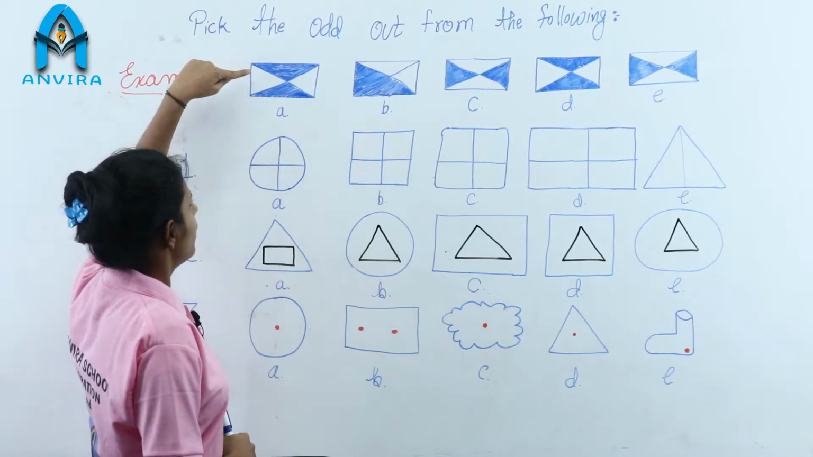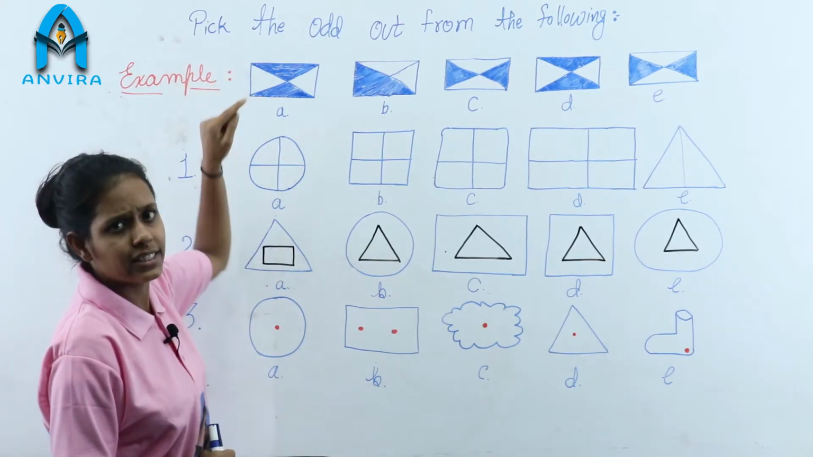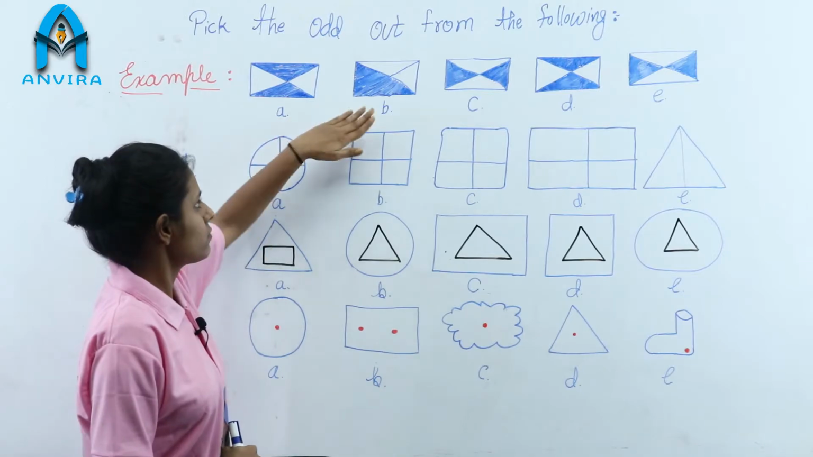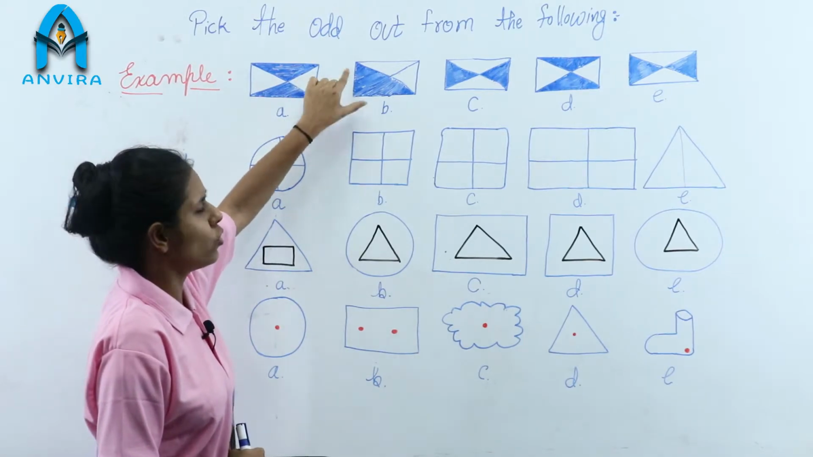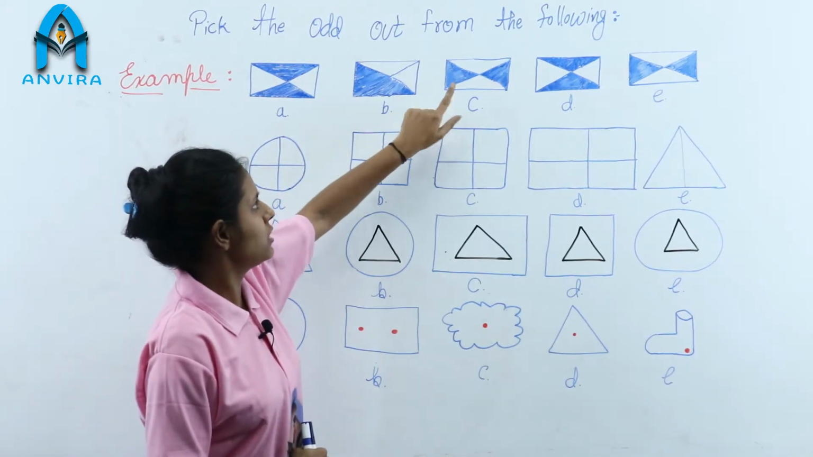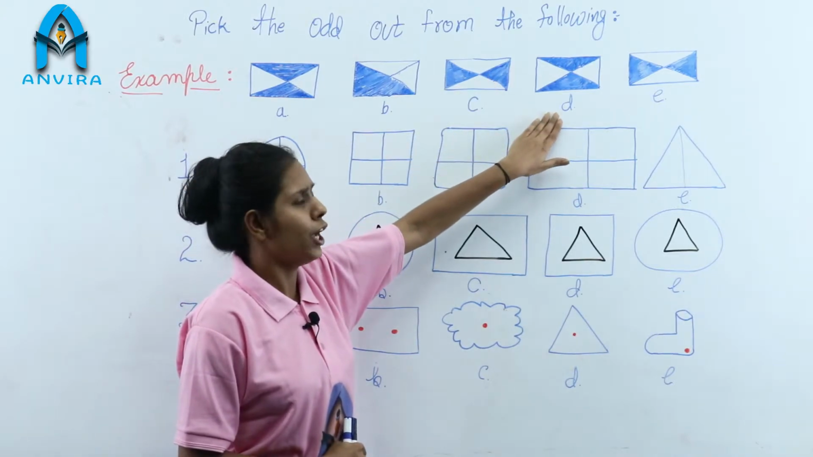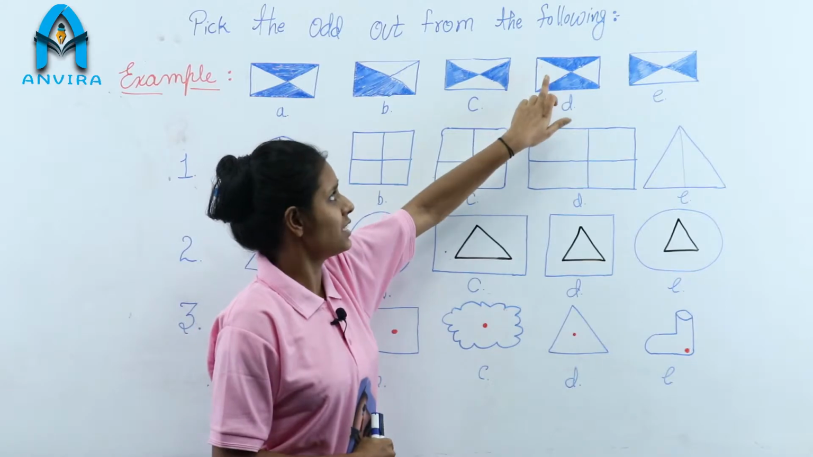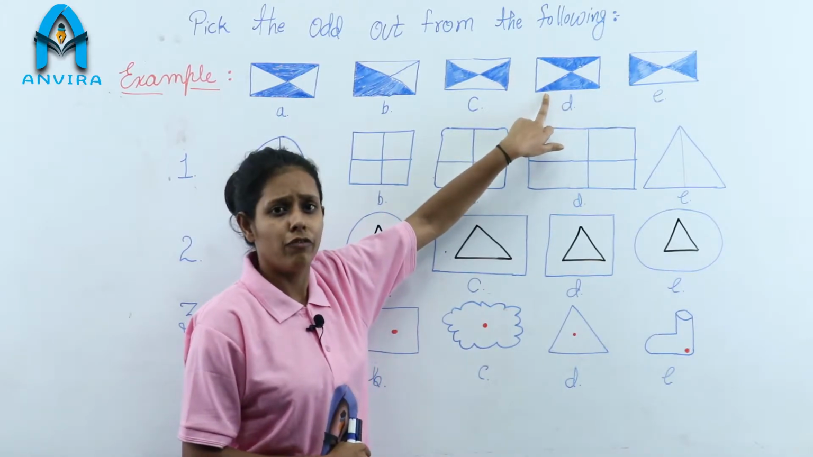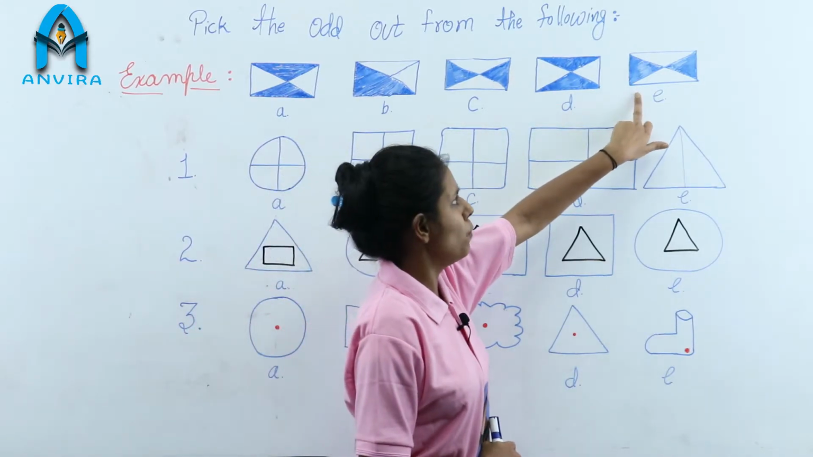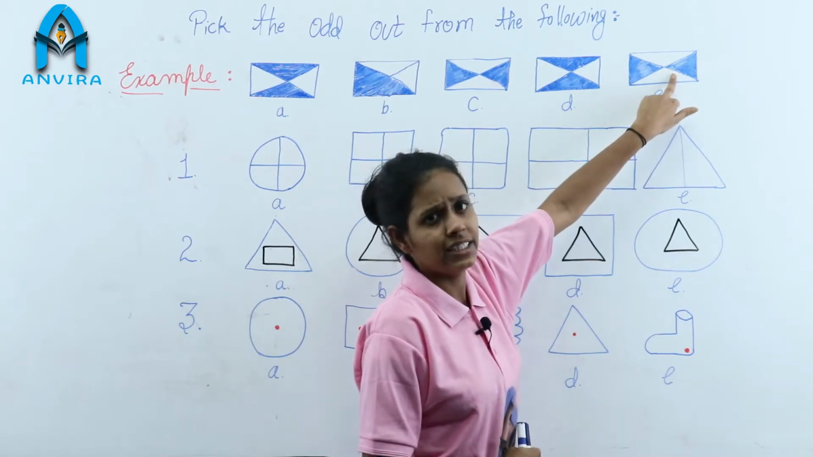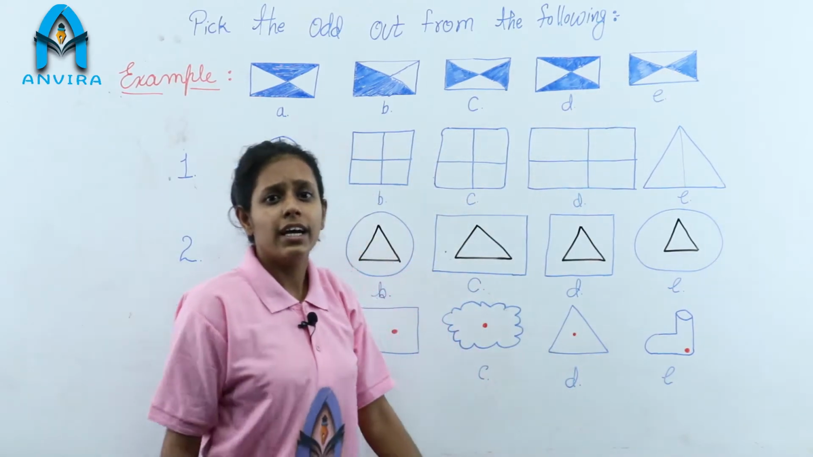Option A, opposite side triangles are filled with color. In option B, no opposite side. In option C, opposite side triangles are filled with color. In option D, opposite side triangles are filled with color. In option E, opposite side triangles are filled with color.